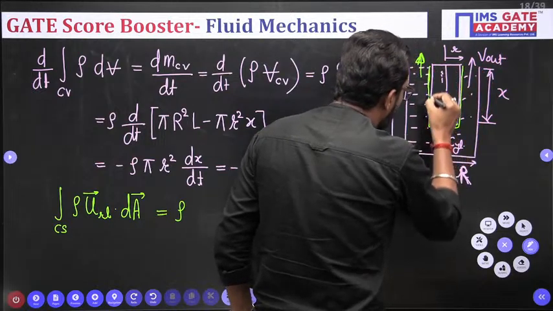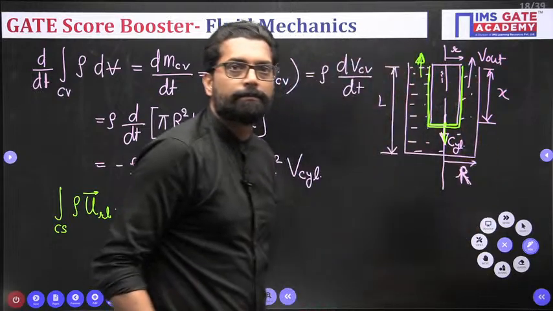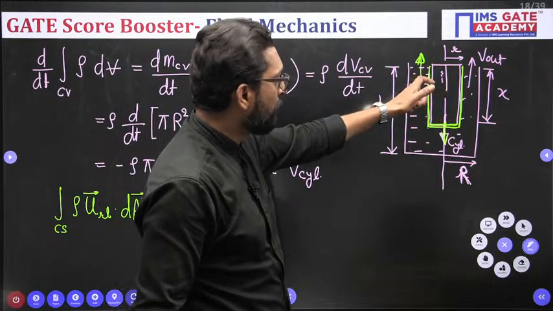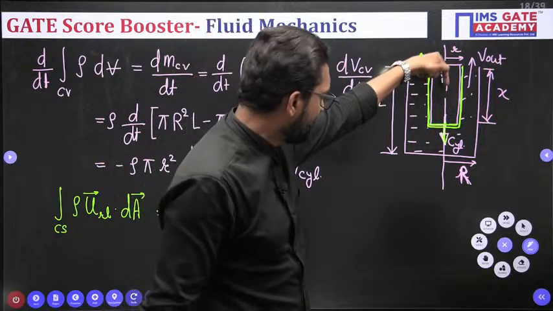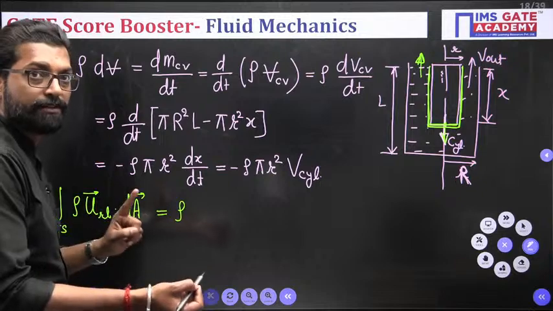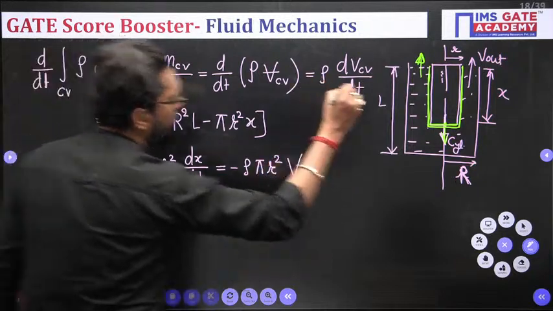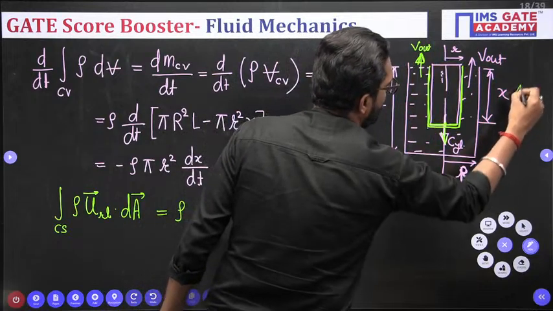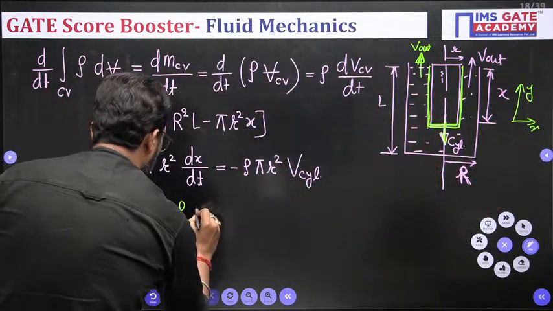In this fluid boundary, the cylinder is not crossing, so the relative velocity of the cylinder is 0 with respect to the outflow. If the cylinder tries to enter into the control volume, the relative velocity has a difference. So this is your V out, and let's suppose this is your y direction and this is your x direction. So V out into j.